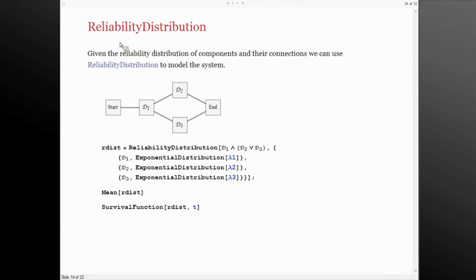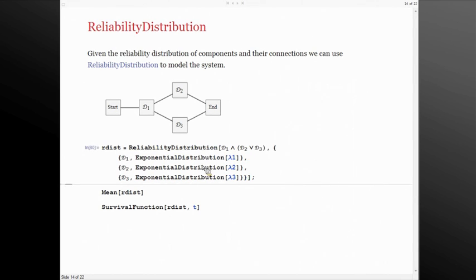So given that we know the reliability distributions of the components, and we know something about how they're connected together, we can use reliability distribution to say something about the survival of the entire system. So here's that same picture that I showed before with the 3 components, where D1 has to function and either D2 or D3 do in order to get to the end. We code that up in reliability distribution as such, D1 and D2 or D3.